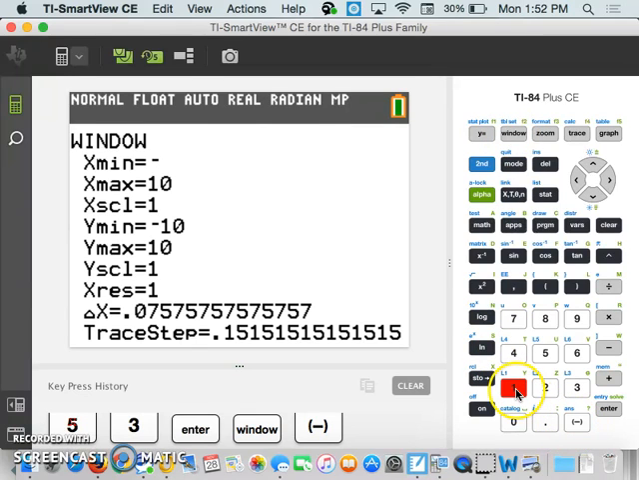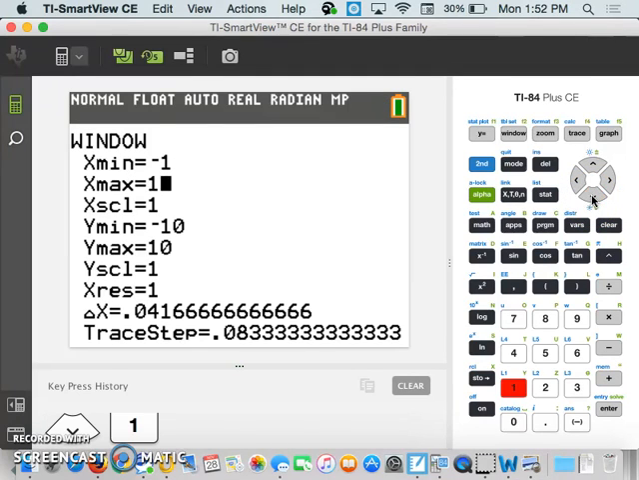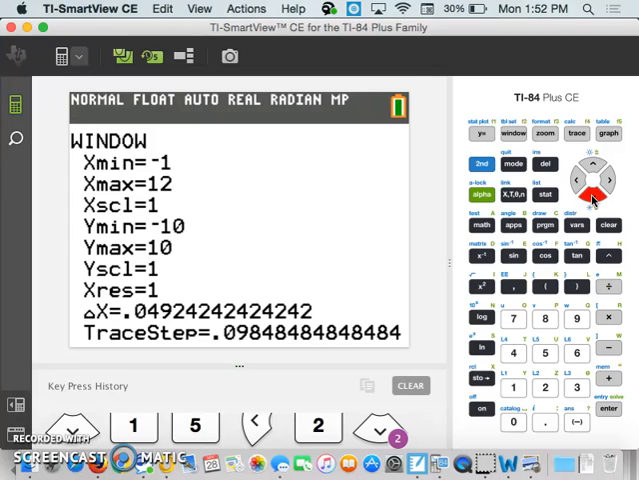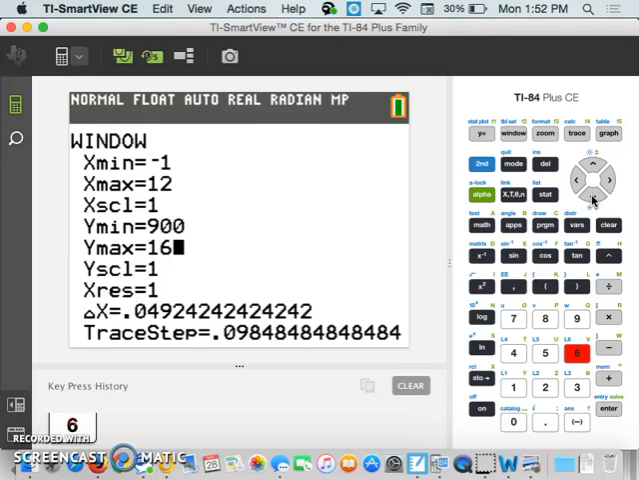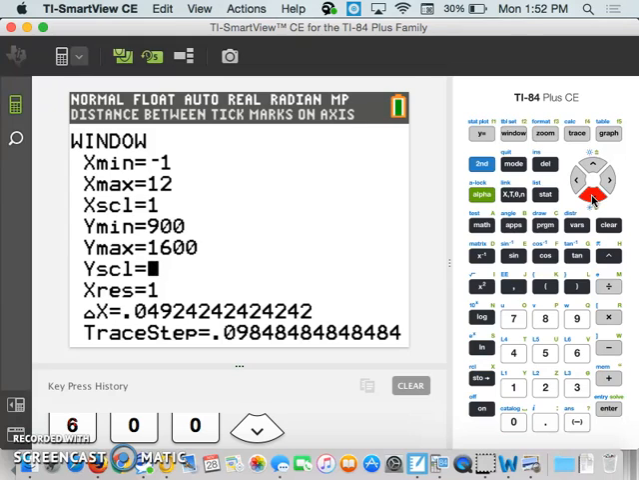So I'll start at, say, -1 and go up to 10, sure, and my scale can be 1. I think I'm actually going to go up to 15 so I can definitely see that dot, or even 12 is fine too. And then for y, how about 900? Something a little bit closer to where our data is. And then 1,600 can be our max, and let's count by 100s.